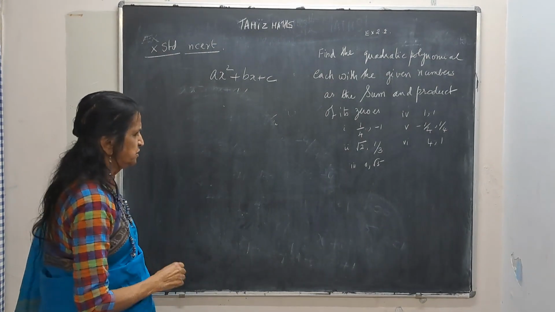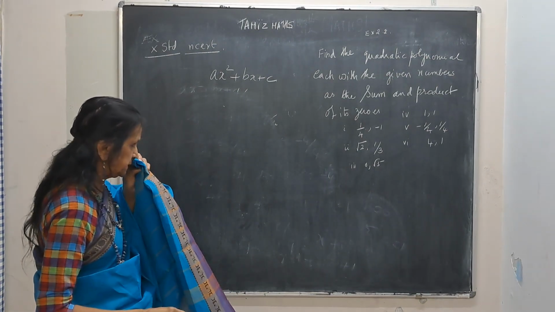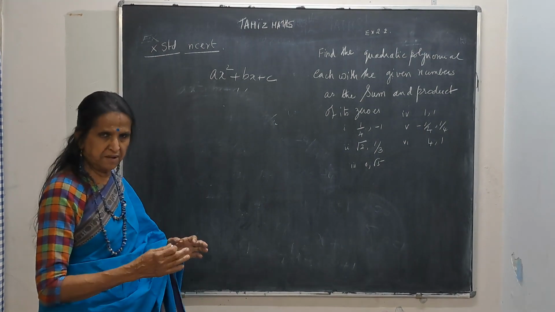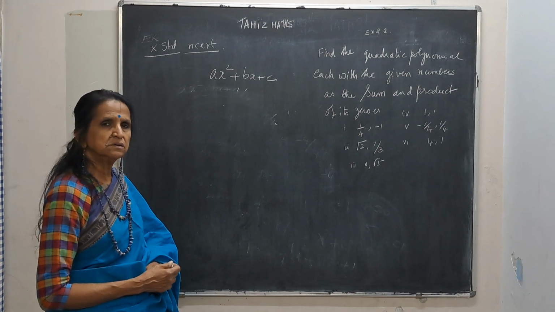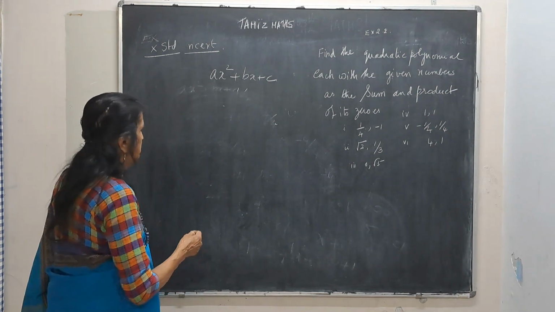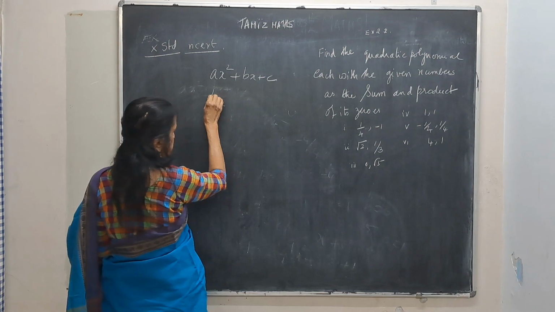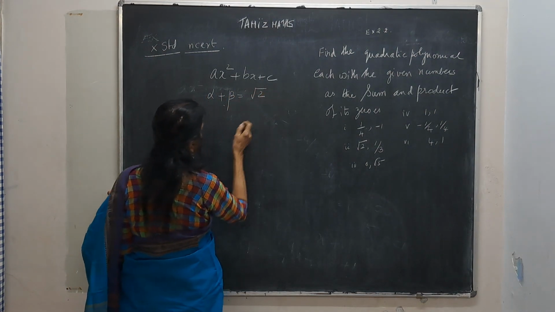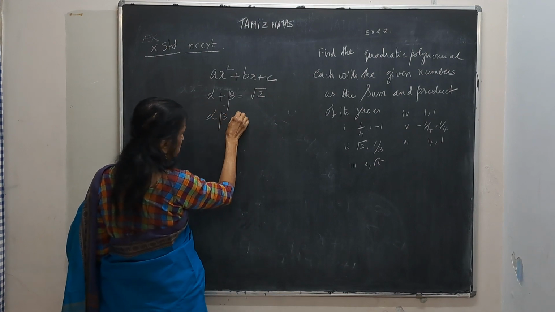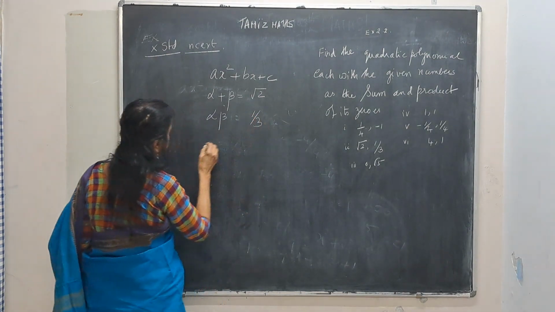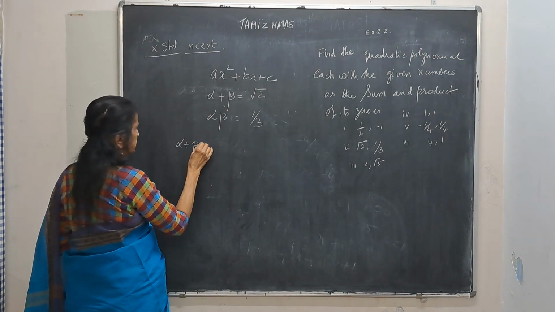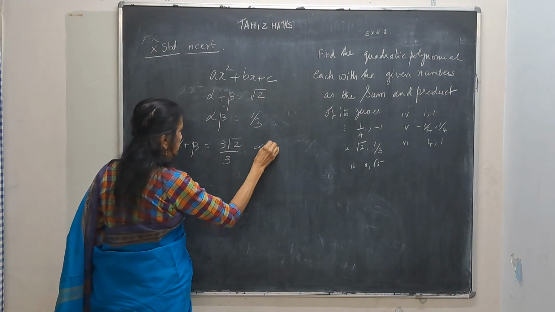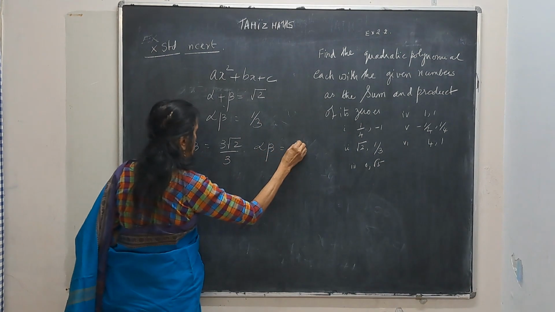The sum is root 2 and the product is 1 by 3. Let ax square plus bx plus c be the quadratic polynomial we want. And let the zeros of this be alpha, beta. Alpha plus beta is root 2. Alpha beta is 1 by 3. Alpha plus beta is 3 root 2 by 3. Alpha beta is 1 by 3.